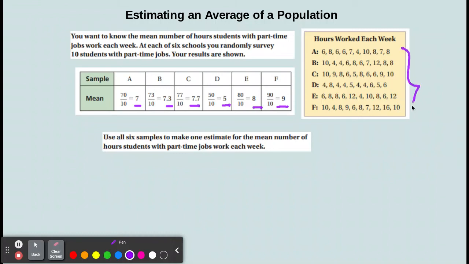So what you would do is take all these data points and add them all up, which is the same as adding all these, right? 70, 73, 77, 50, 80, and 90. And that happens to be 440. And how many students did we survey, or how many numbers are we adding up? 60. So 440 divided by 60 ends up being 7.3 repeating. So we estimate that students with part-time jobs work about 7.3 repeating hours per week.